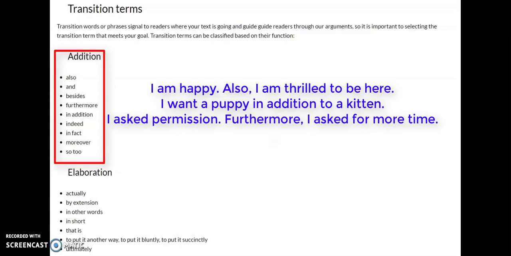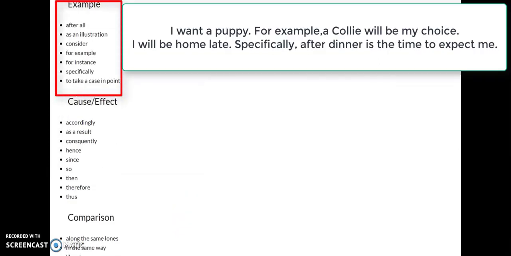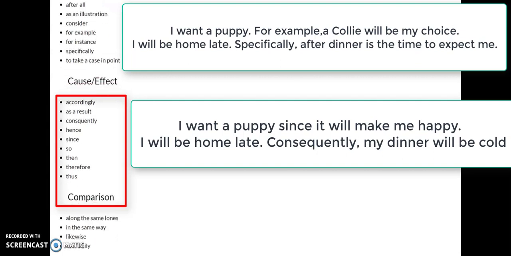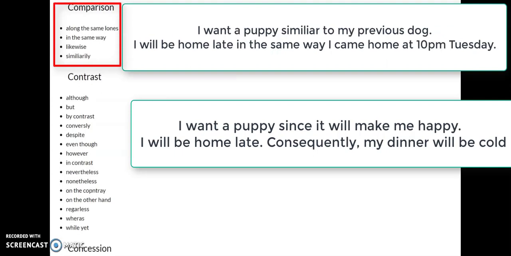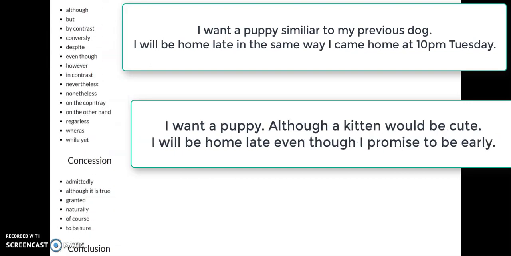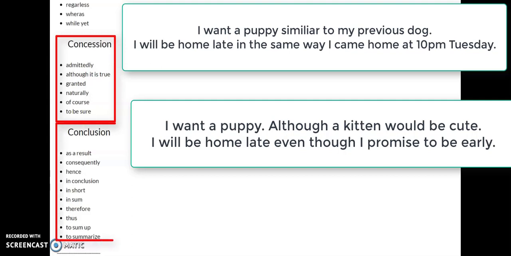This group functions as elaboration. This group of words serves as what words you would use before giving an example. And these words would be used before introducing cause or effect. If you're writing a comparison, you would introduce it with one of these choices, and if you're contrasting, one of these choices would work well. If you're giving concessions in your argument, you'd want to start with one of these words, and if you're concluding the ideas, one of these transition terms would work well.